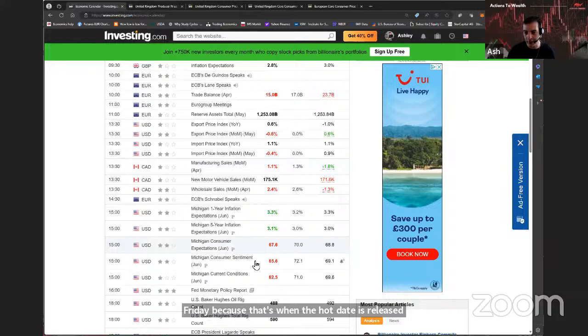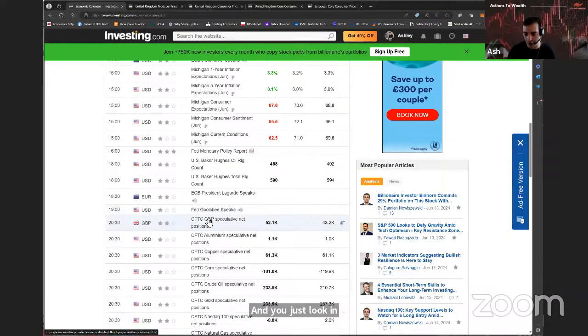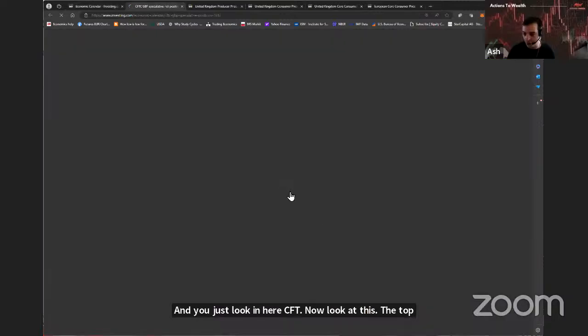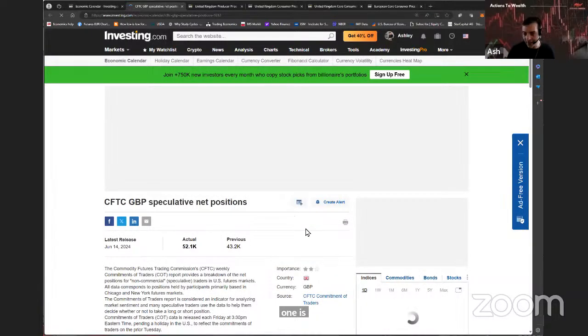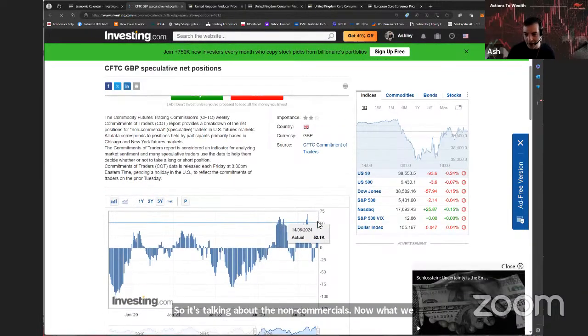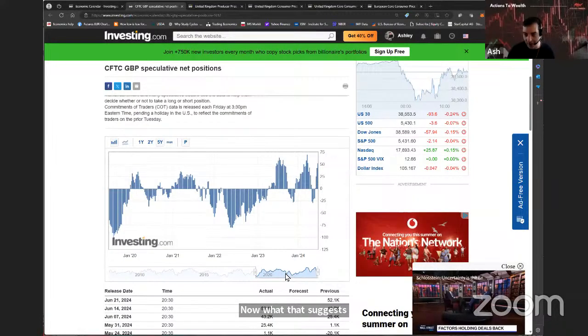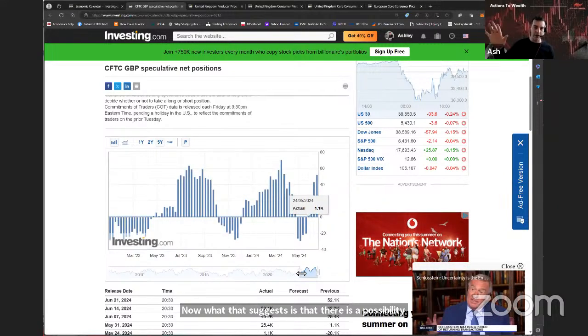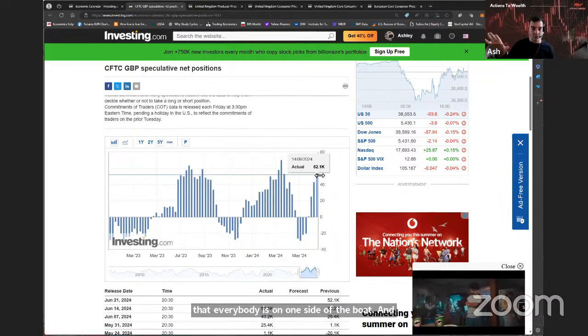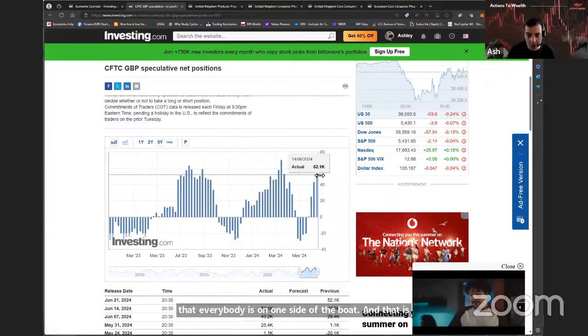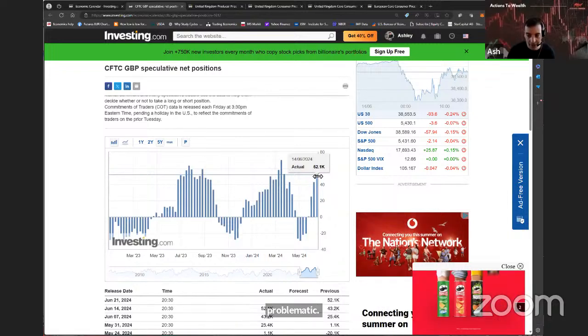And you just look in here, CFT. Now look at this. The top one is CFTC pound speculative net. So it's talking about the non-commercials. Now what we are seeing is heavy buying from the non-commercials. Now what that suggests is that there is a possibility that everybody is on one side of the boat, and that is problematic.